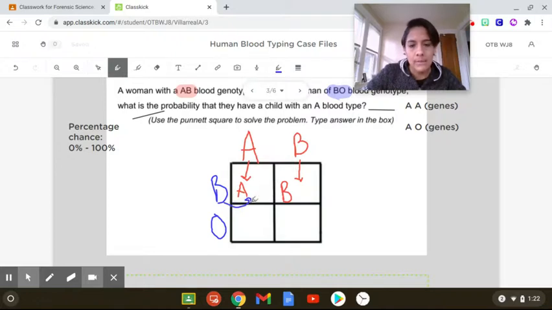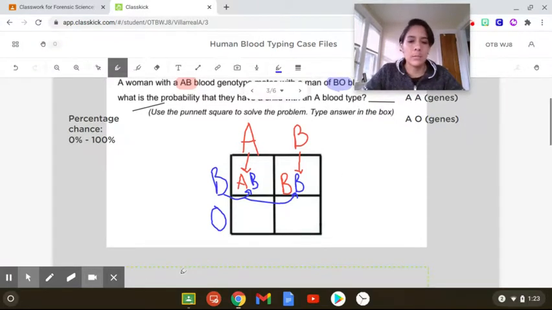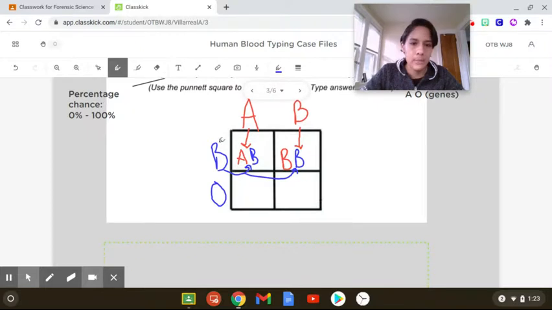All right. So in this first box, we have AB, one A from mom, one B from dad. And in the second box, we have BB, a B gene from mom and a B gene from dad. You can fill in the rest. You're looking for either AA or AO. And if you have more than one, you're going to tell me the percentage down here.